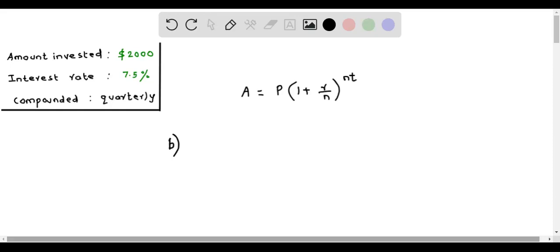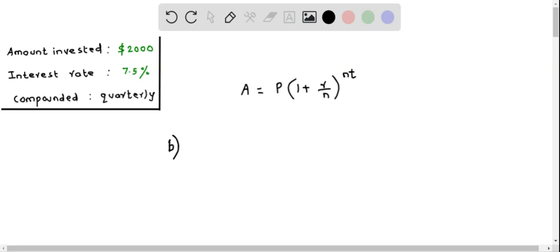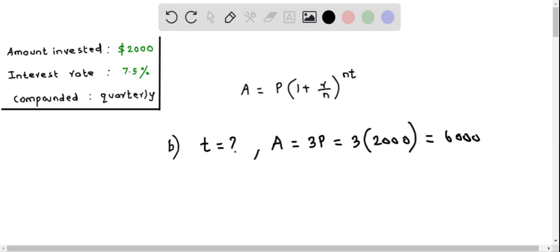In part B, we determine how long it will take for the investment to triple. So we have to find the time it takes for the amount to grow to three times the amount invested in the beginning. That is when A becomes three times P. So this equals three times 2000. And so when the amount becomes 6000, we have to determine the corresponding t.